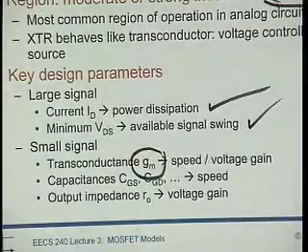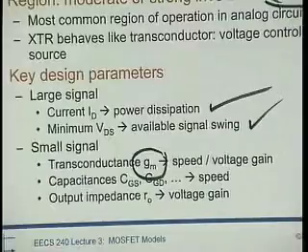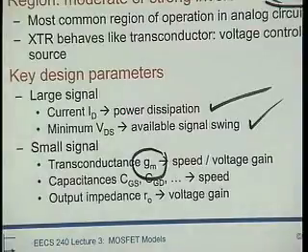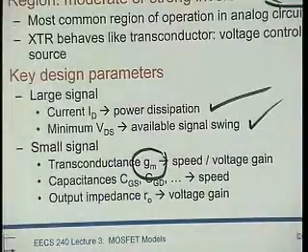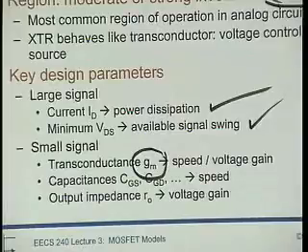That's a problem. So we want to know something about the capacitors too. And we want to know a little bit about the output impedance, because if we don't have an output impedance that is much higher than 1 over Gm, we can't get voltage gain, right? So these are really the things that we want to know about. If we don't have information about these, we can't do analog design.